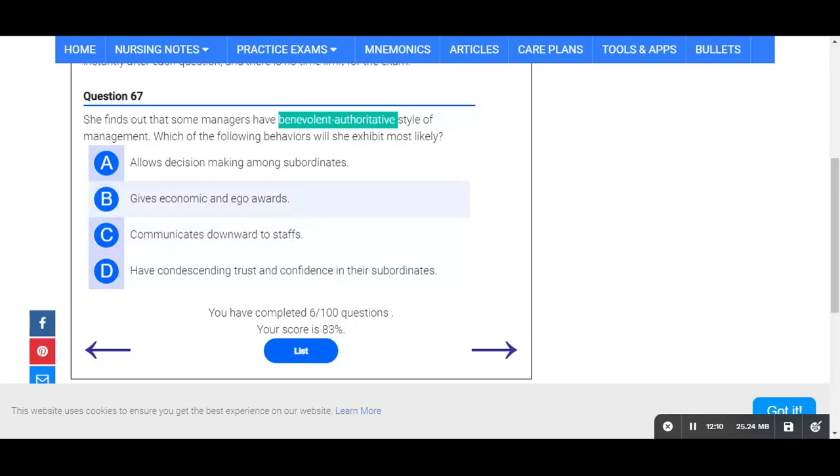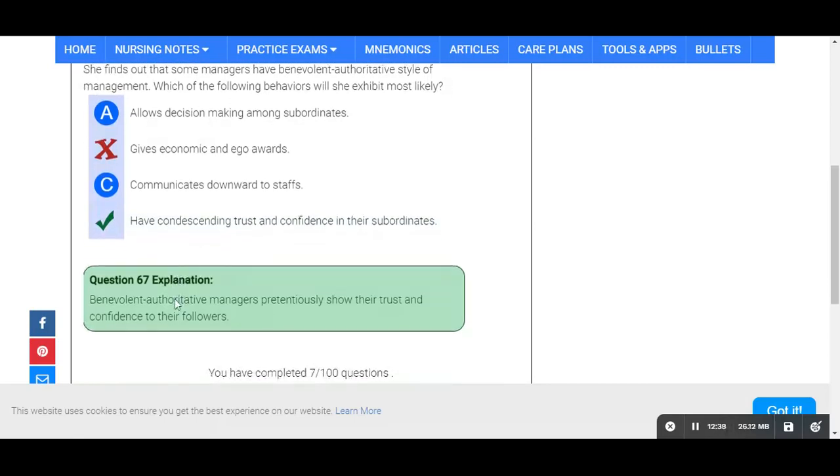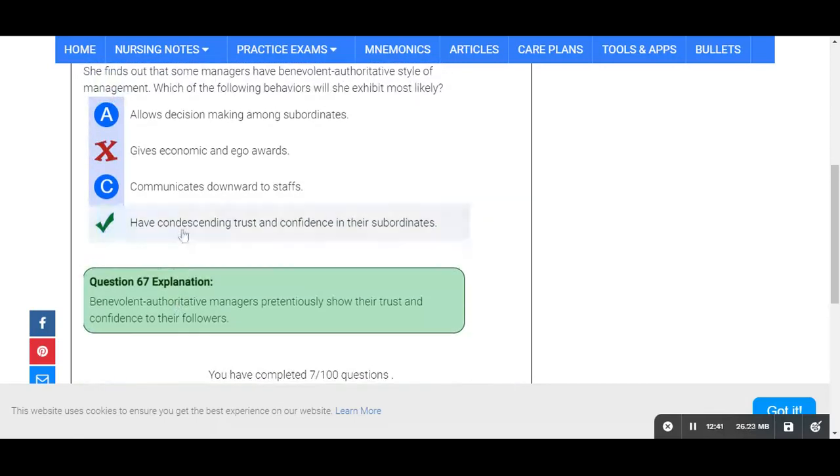So benevolent, authoritative. When we say benevolent, we refer to something good, right? Let's try to Google the meaning in case we find some clues here. Benevolent is charitable rather than profit making, well meaning. So let's try this economic and ego awards. Oh no, it's about having condescending trust and confidence. Oh, that's what my mind has been telling me, but I did not listen.